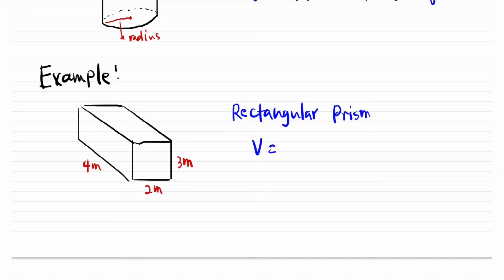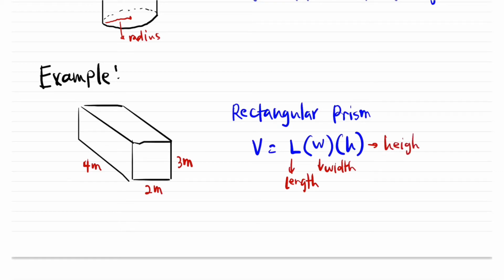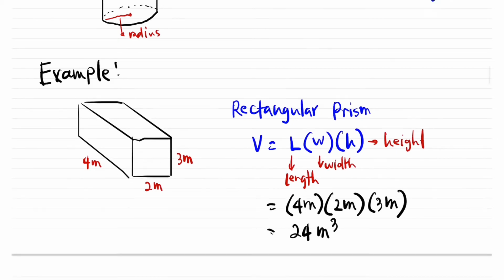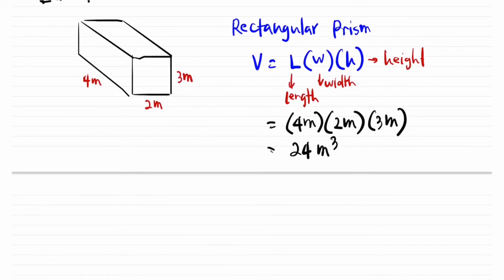So our volume would be length times width times height. So this is length, this is width, and this one is height. So therefore our solution would be 4 meters times 2 meters times 3 meters, which is equals to 24 cubic meters, sorry, because it is cubic. Alright, next we have a cylinder.